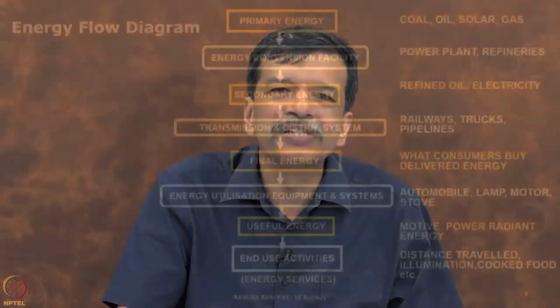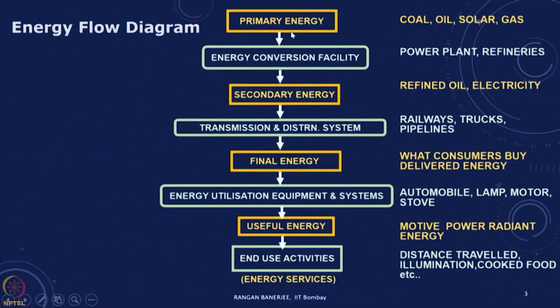We have the energy that is available in nature, which is primary energy. These are the energy sources like coal, oil, solar, natural gas, wind. The energy that is available in nature is not directly something that we can use. We take that energy and convert it in an energy conversion facility. So we first take the coal, we mine it, we wash it, we transfer it to a power plant, and then we get the secondary energy. Secondary energy is the electricity that we get from the power plant, which is burning coal.